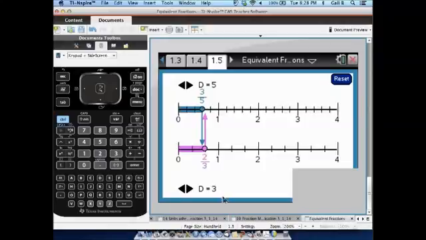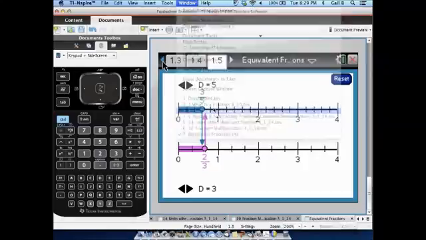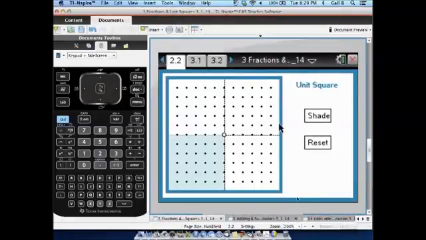So I'm going to move now, let Tong talk to you about another example, which looks not just at the number line, but which looks at the area model for fraction. So that would be this one. I think, go back here.